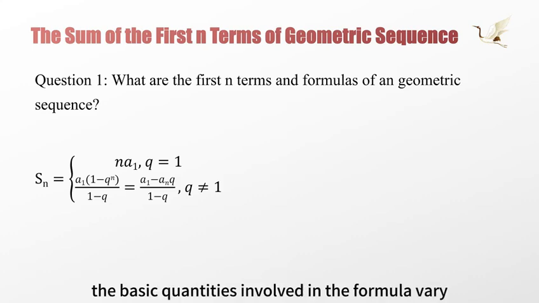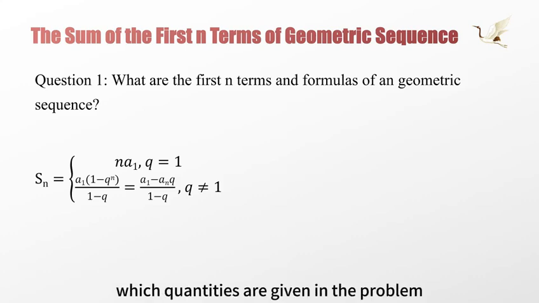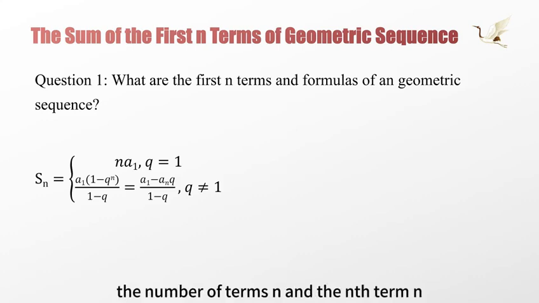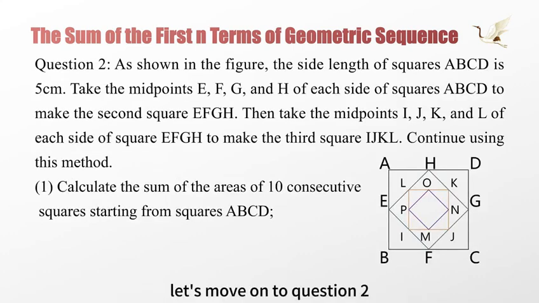The basic quantities involved in the formulas vary. You need to first analyze which quantities are given in the problem, such as the first term a1, the common ratio q, the number of terms n, and the nth term an, and select the most suitable formula to solve. Let's move on to question 2.